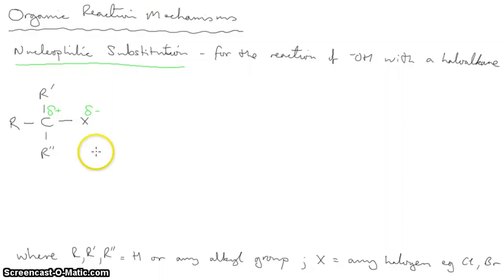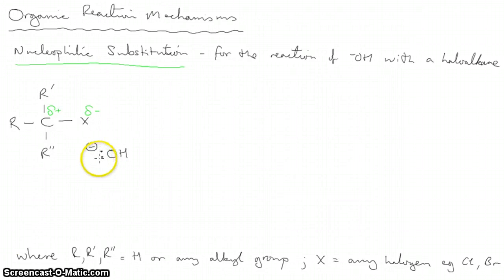Okay, now we need the nucleophile. Particularly, we're going to use the hydroxide ion. So it's the OH- ion. It's got a lone pair on the oxygen. Overall it's a negatively charged ion. And that lone pair is very important.